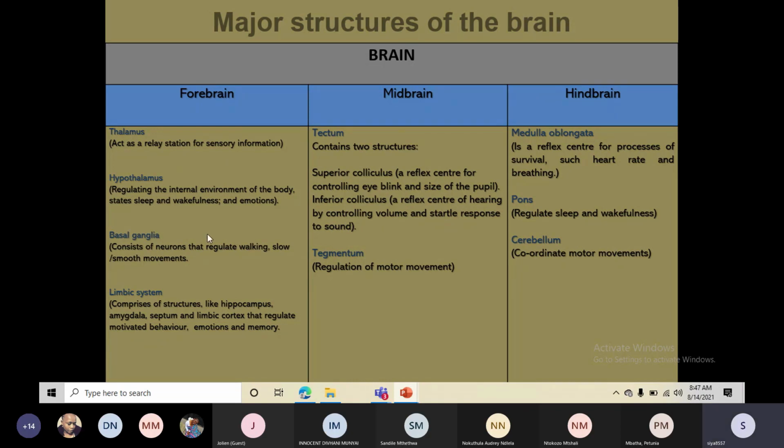That is tectum. Then tegmentum is regulation of motor movement. Regulation of what? Motor movement.